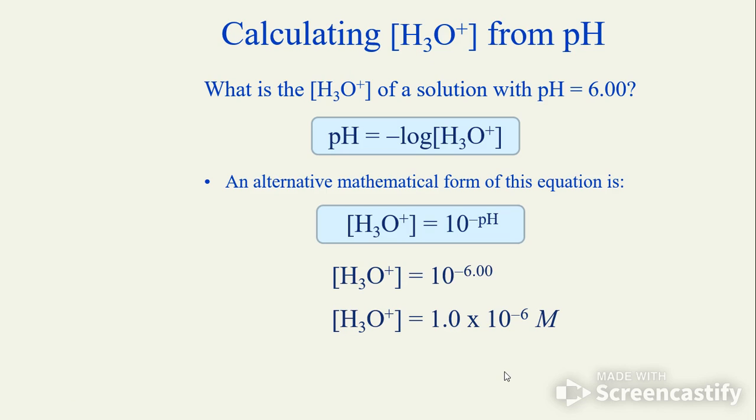Okay, then how do we calculate the hydronium concentration from pH? If you are given, for example, pH 6, using this formula, the hydronium concentration equals 10 to the power negative pH, which is 10 to the power negative 6, which gives you this.